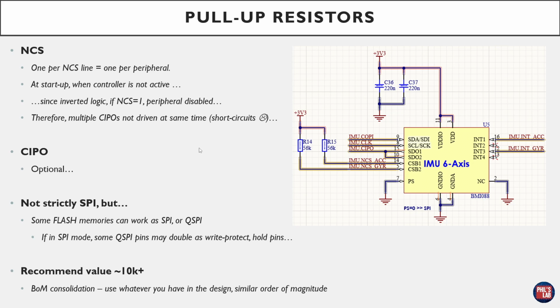Sometimes it's also recommended to do the same thing on the CIPO line, so the controller input, peripheral output line, again for similar reasons, but typically I don't actually add this on, but I definitely add on the chip select line. Now, the next point regarding pull-up resistors, this is not strictly an SPI problem, but some flash memories can work either in, for example, SPI or QSPI mode, and if in SPI mode, we have 2 additional pins, which, if not in QSPI mode, may double as write protect and hold pins.